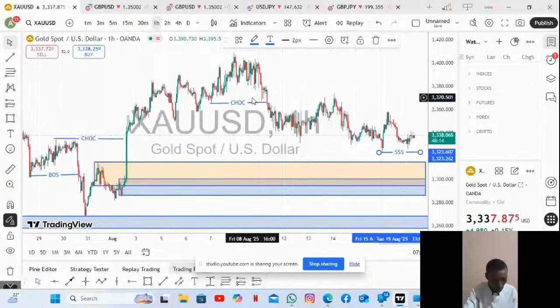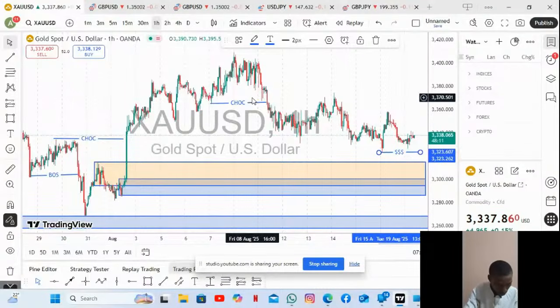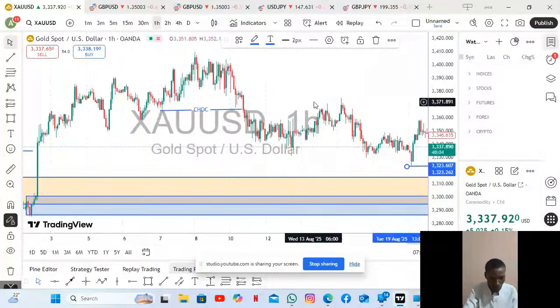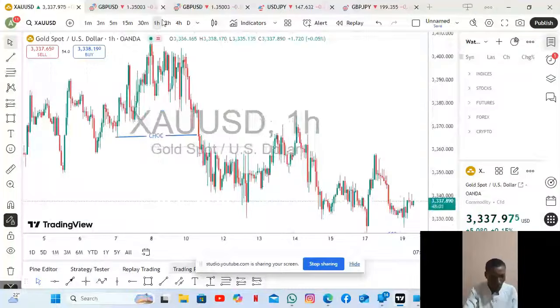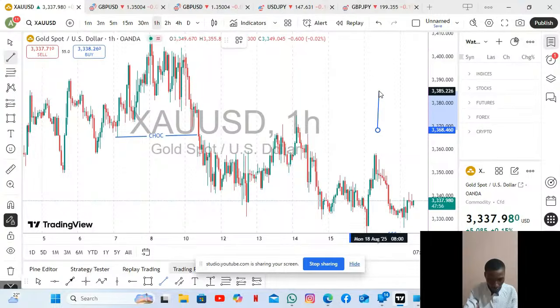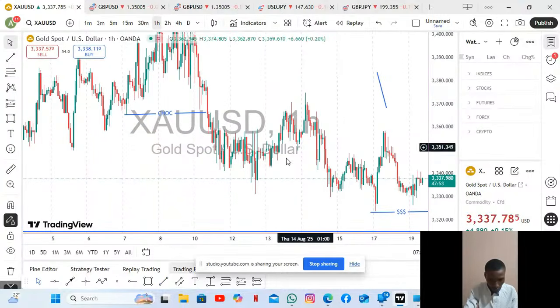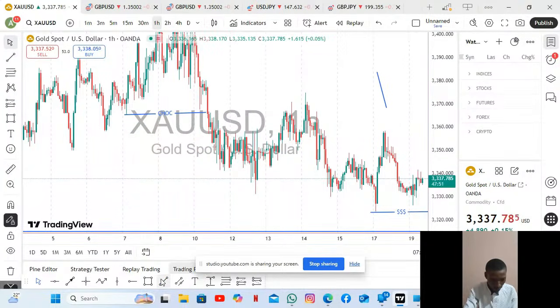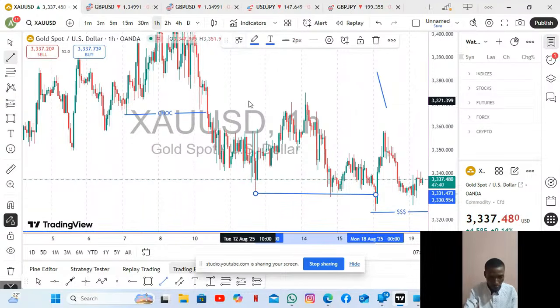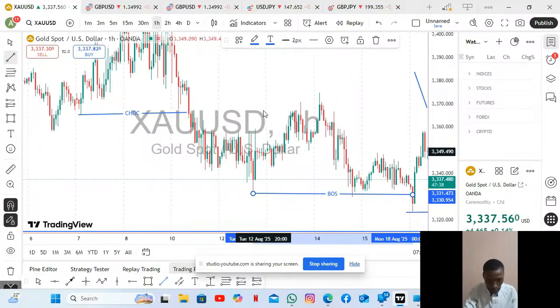And remember, fair value gap. Please do not forget that. So what are we expecting at this point? Since there's a change of character, see for gold that price has actually come to this point, for a break of structure. Meaning, if price has come for a break of structure, what does it mean?